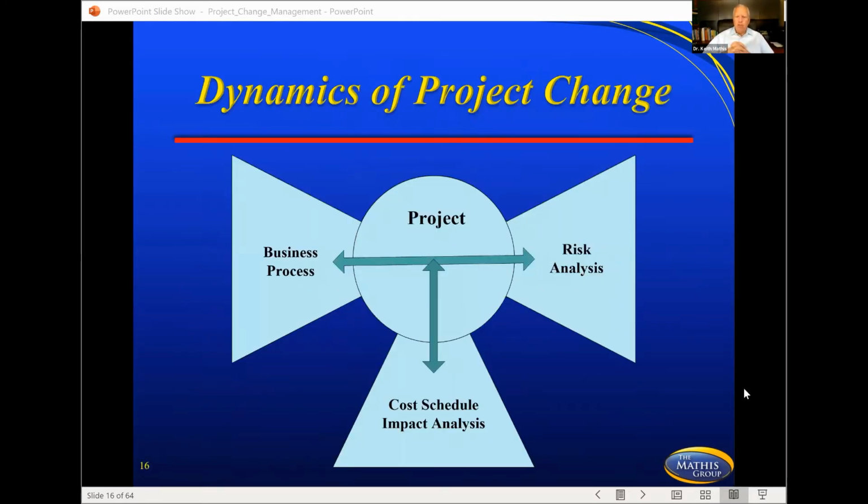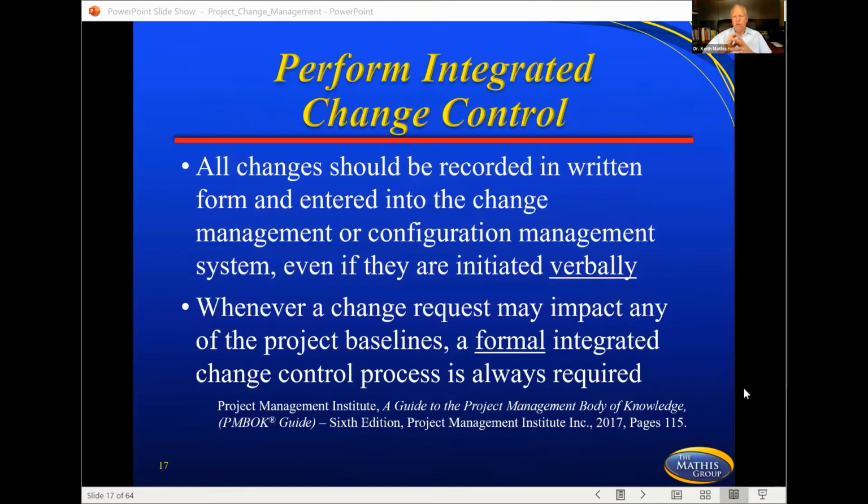So the dynamics of project change focus in several areas. We're looking at business processes. We're looking at risk analysis, because every change has got to be looked at from the eyes of risk. And then we're looking at the cost, schedule, impact analysis. And so what's this going to do to our cost, to our schedule, and what's this going to do to the resources we need? Do we need different subject matter experts as we work on this? So that brings you to that formality that many people don't like, which is that integrated change control.